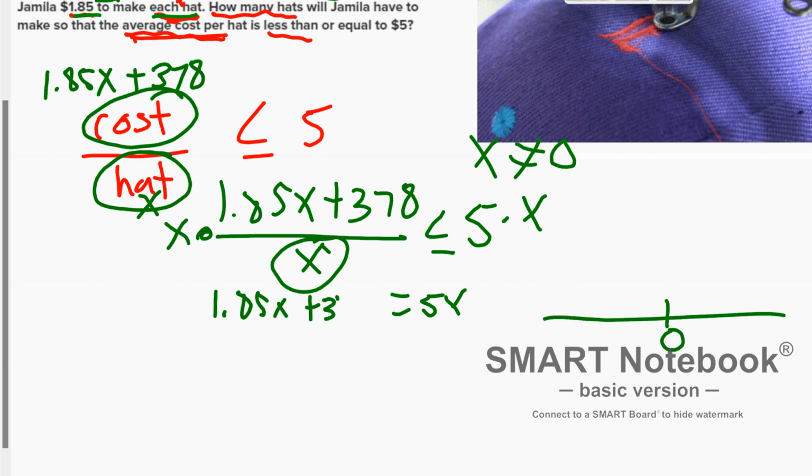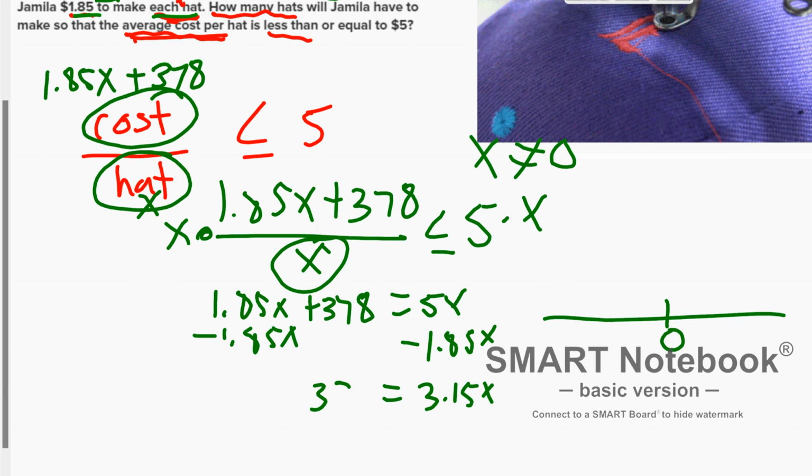5x equals 1.85x plus 378. We can subtract 1.85x from both sides. 5 minus 1.85 is 3.15, so that's 3.15x equals 378. So I'm going to take 378 and divide that by 3.15, and that equals 120. So we'll put 120 right here.